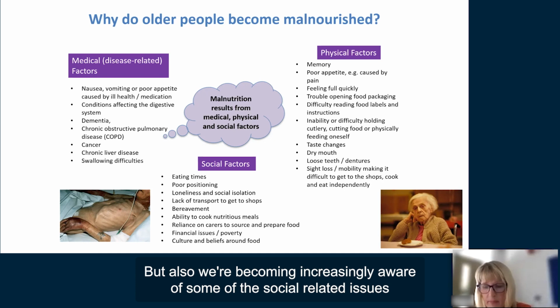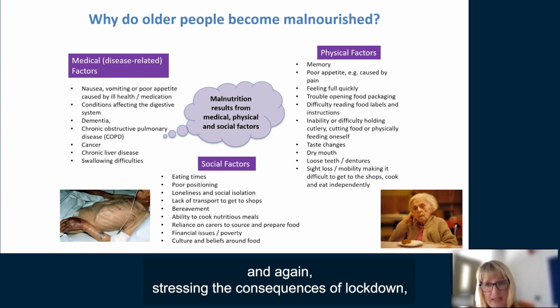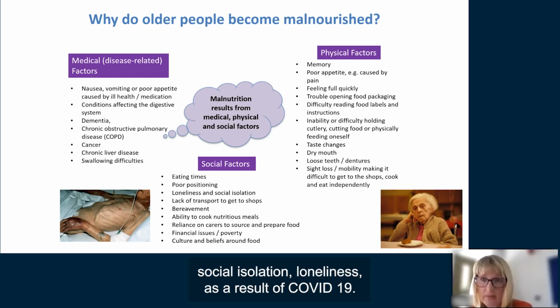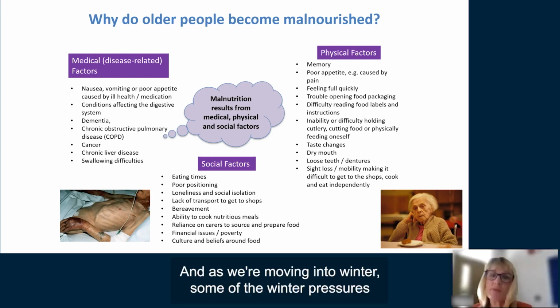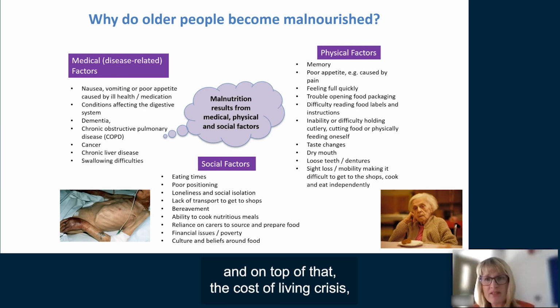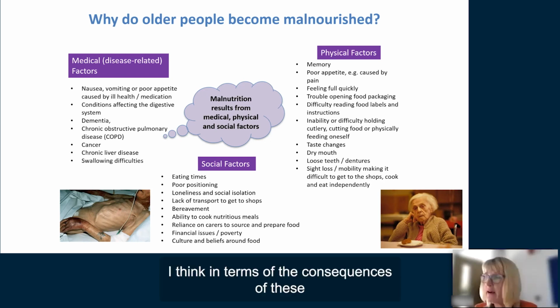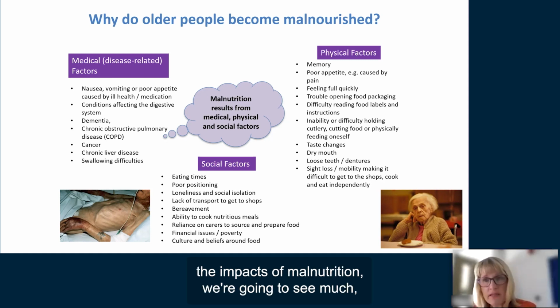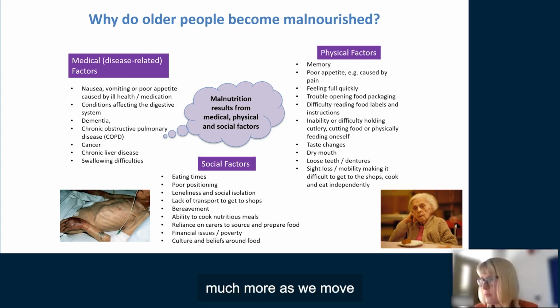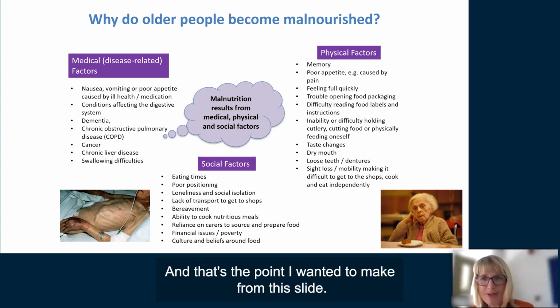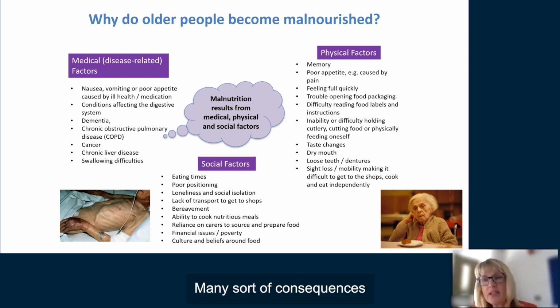But also, as we're becoming increasingly aware, some of the social related issues, and again stressing the consequences of lockdown, social isolation and loneliness as a result of COVID-19. And as we're moving into winter, some of the winter pressures, and on top of that, the cost of living crisis. In terms of the consequences of these, the impact of malnutrition, we're going to see much more as we move forward. So a long list of factors there, and that's the point I wanted to make from this slide. Many consequences of malnutrition in older people.